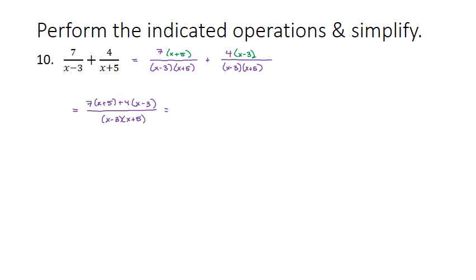If I multiply the top out, that's the only part I'm worried about, you should get a 7x plus 35 plus 4x minus 12, still being divided by x minus 3 times x plus 5. And if you combine your like terms, you should get an 11x plus 23 on top, and you still have the x minus 3 and x plus 5 on the bottom.